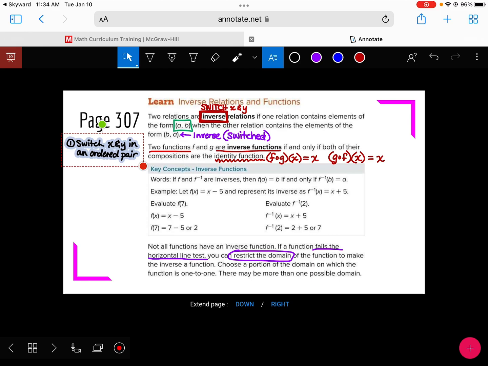Do you want to snap a quick picture? Do you need to snap a quick picture? Okay.